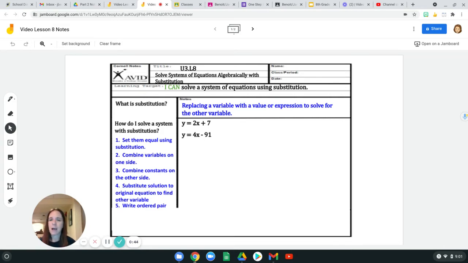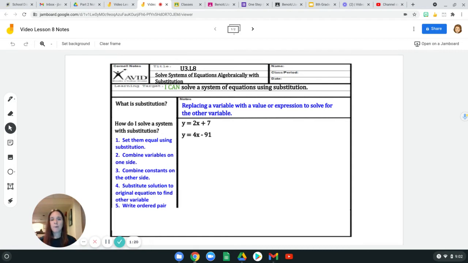I've got some steps lined up for you. If you have the note packet, you already have these printed out. If you don't, you need to write them down. Step 1, set them equal using substitution. Step 2, combine variables on one side. Combine constants on the other side is step 3. Step 4, substitute the solution into the original equation to find the other variable. And then step 5, write the ordered pair. This will make more sense as we go along, but you can go ahead and get those written down before we start with our first example.